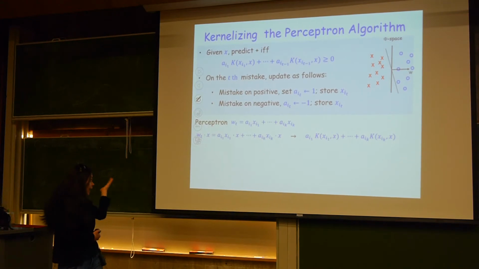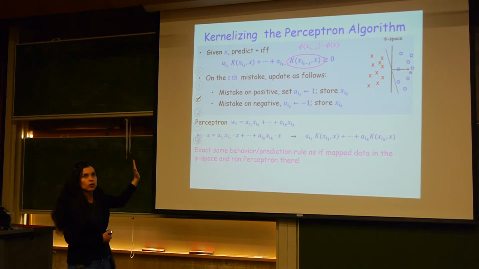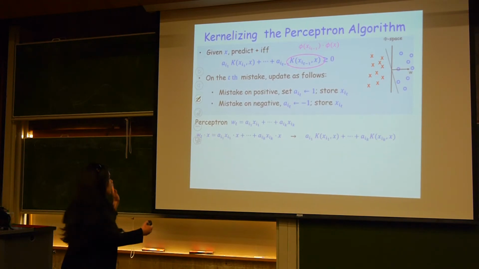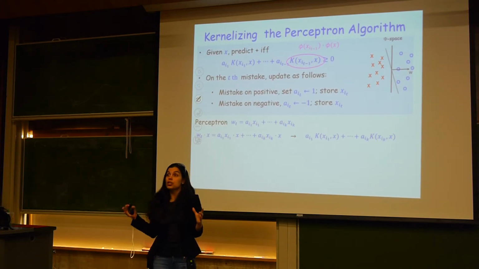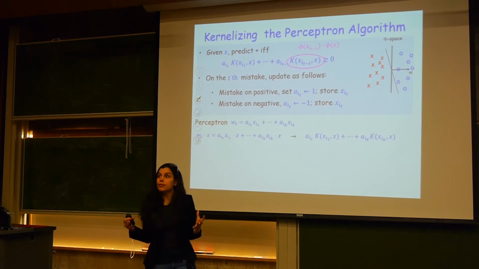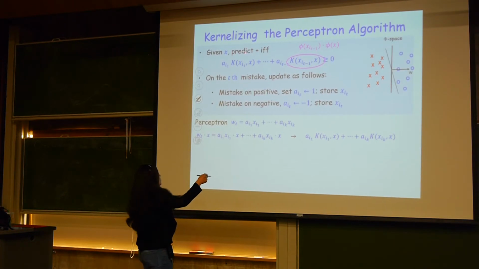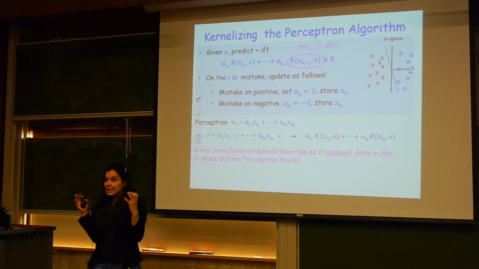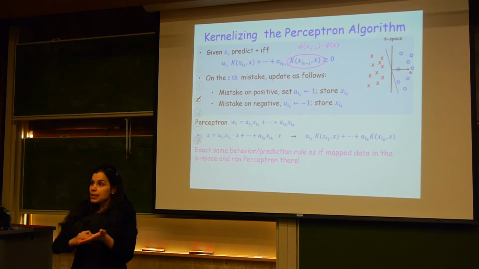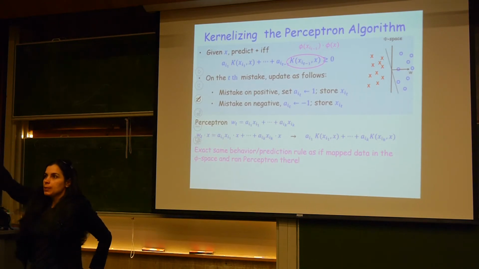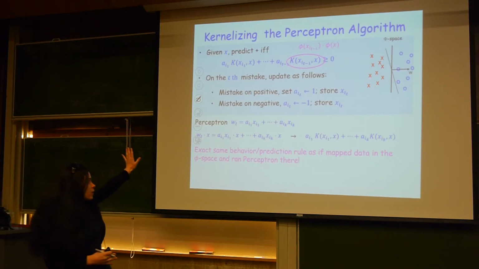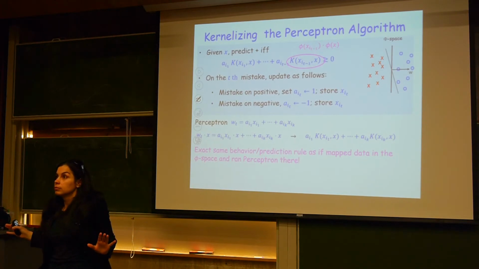I claim that if I do so, I totally simulate the behavior, and the algorithm will be identical. Why? Because k of xit-1, x, for example, is the same as phi of xit-1 dot phi of x by the definition of the kernel function, and this is true for all these terms over here. Because of this, I get the exact same behavior as if I first map the data into the phi space corresponding to my kernel and then run the Perceptron algorithm there. So the algorithm on the slide is identical to that algorithm.